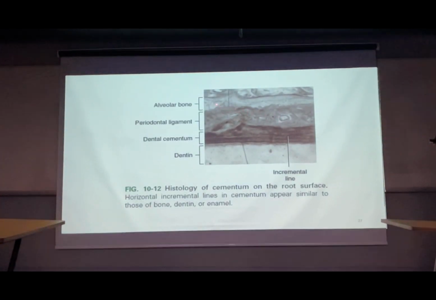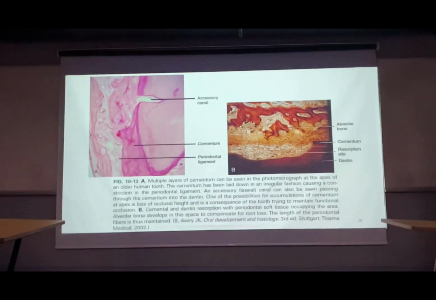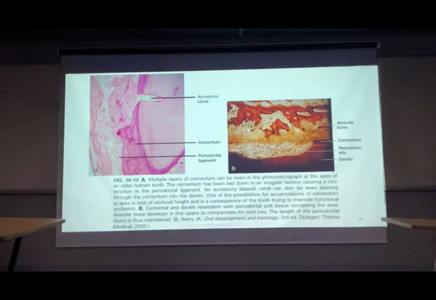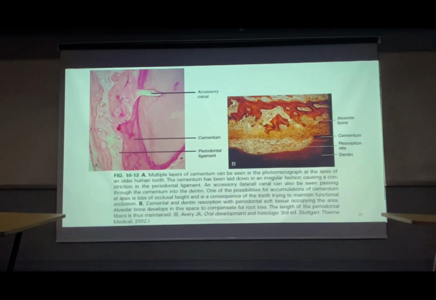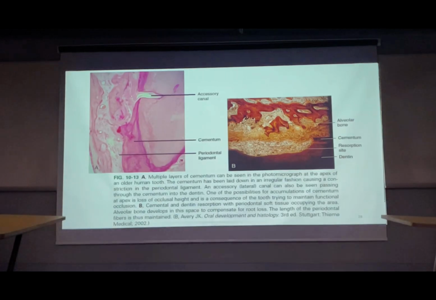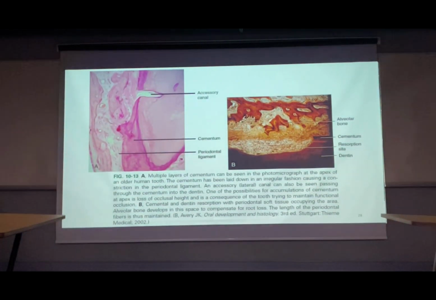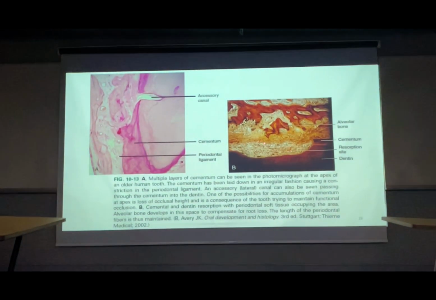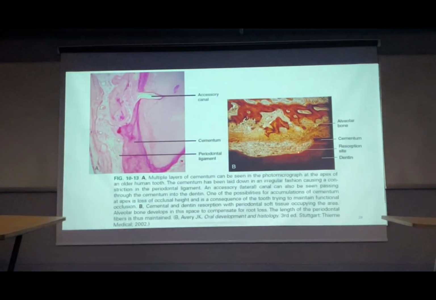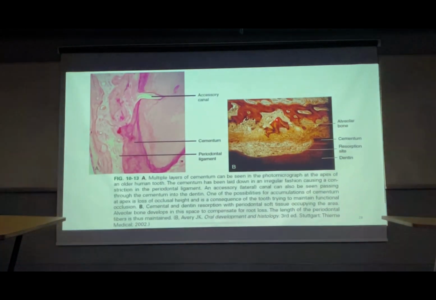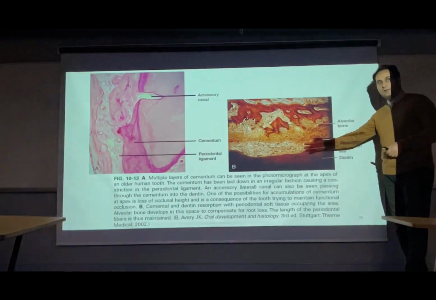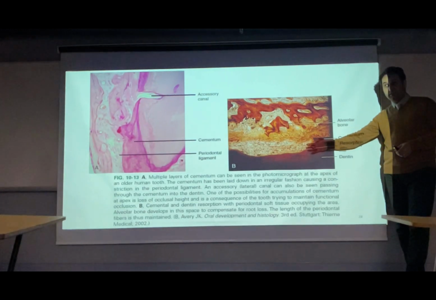Here you can see the periodontal ligament. In this part we have alveolar bone. In the structure of cementum, sometimes you can see accessory channels like this, invaginating into the dentin and filled with periodontal ligament. And sometimes you can see alveolar bone start to form in the periodontal ligament and also in the structure of resorbed cementum. Alveolar bone forms in this part and fills the resorption side with bone structure instead of cementum.